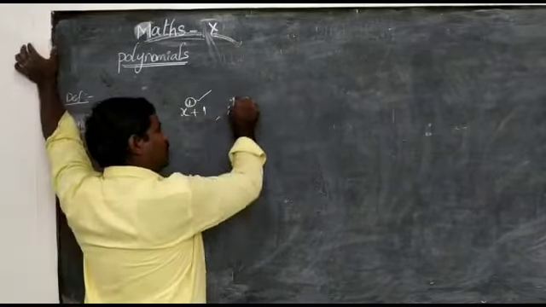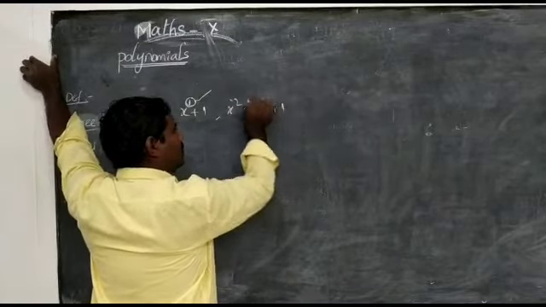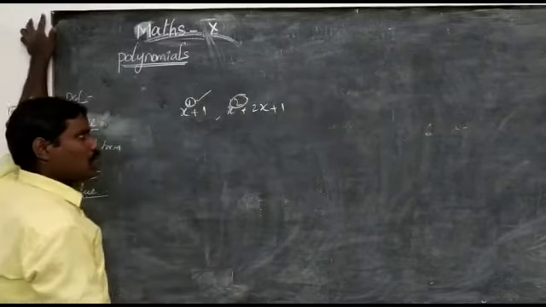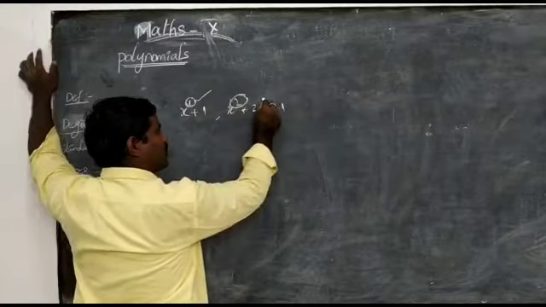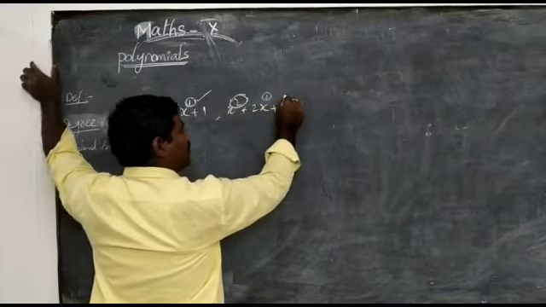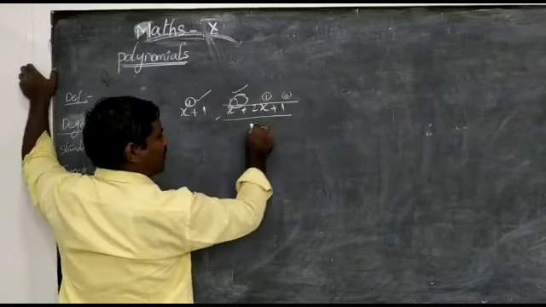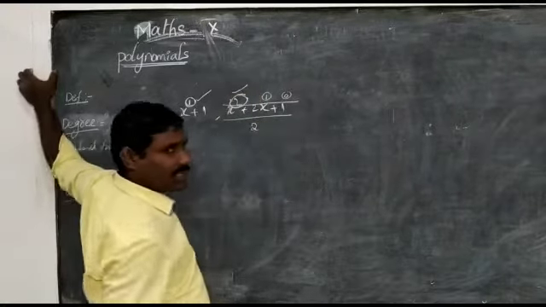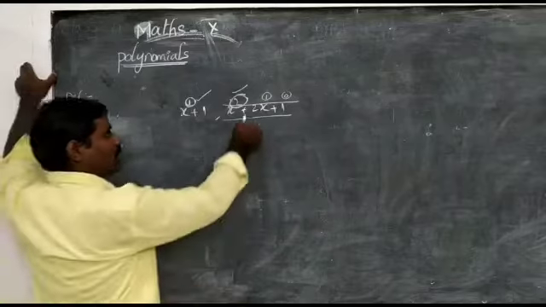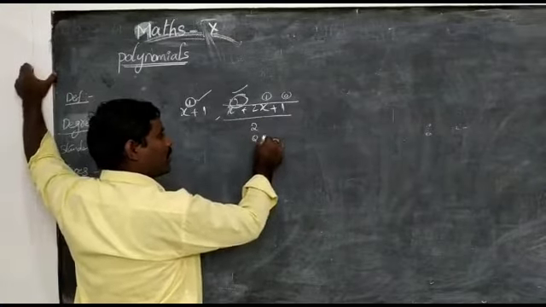Now I am taking one more, x square plus 2x plus 1. This degree is 2. Why? Because the term degree is 2 here. In the term 2x the degree is 1, and in the constant term the degree is 0. The highest power is 2. Therefore the degree of x square plus 2x plus 1 is 2. Now this is called a quadratic polynomial.